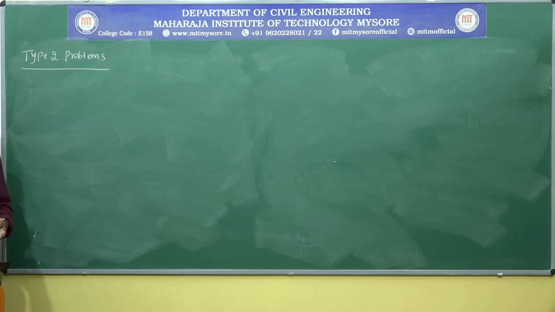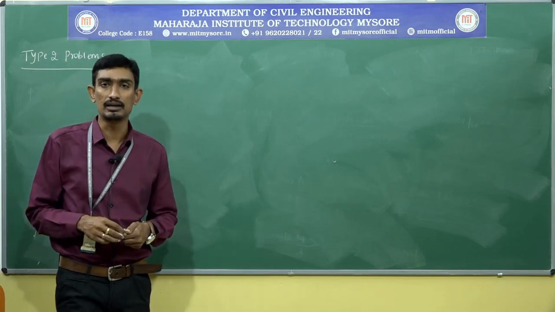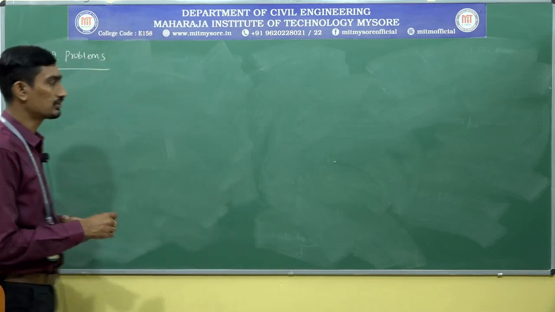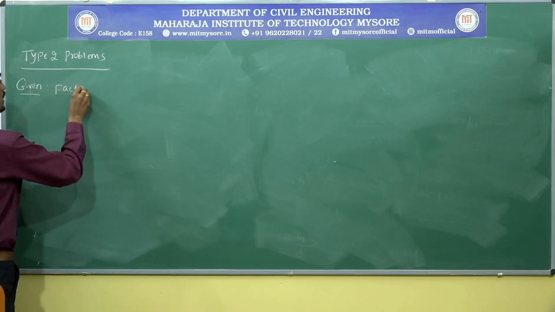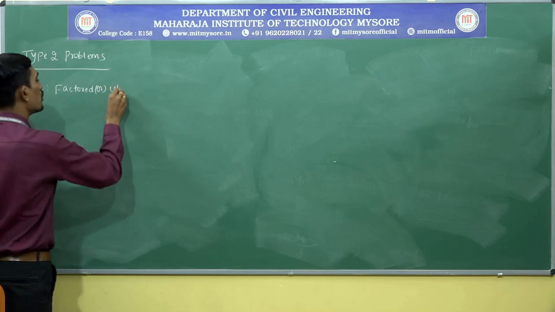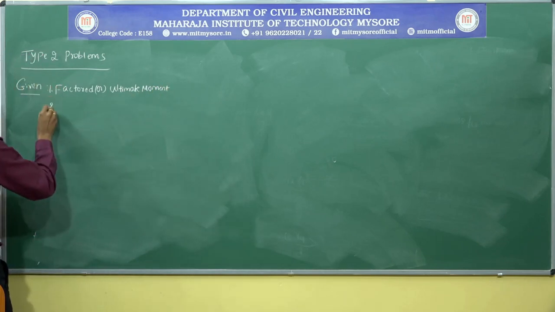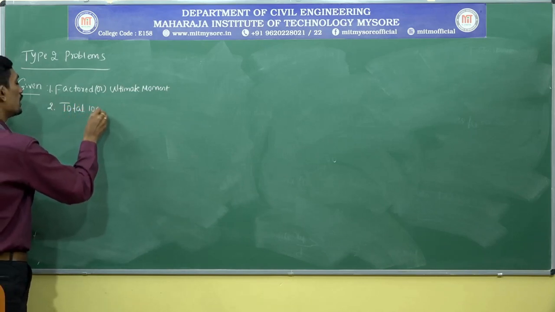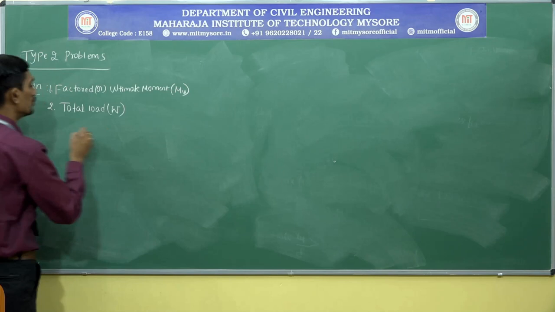So in the type 2 problem, just like in type 1, we are going to know what data they have given and what you need to find in this particular problem. Let us write down first. The given data in the problem: the first thing, they will give the factored moment or ultimate moment, Mu. Second thing, the total load, that is W.